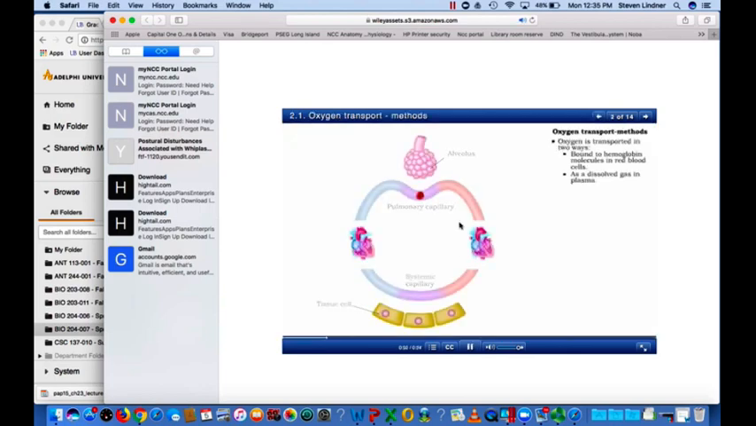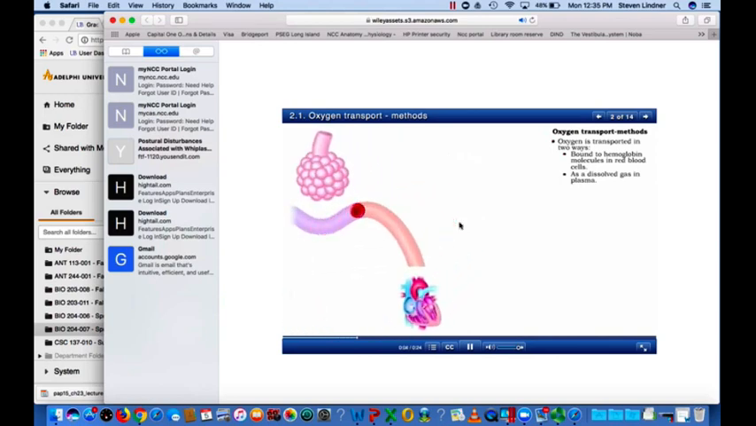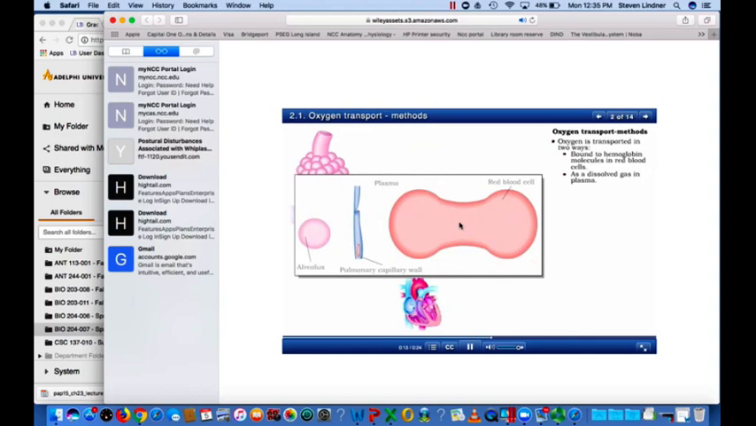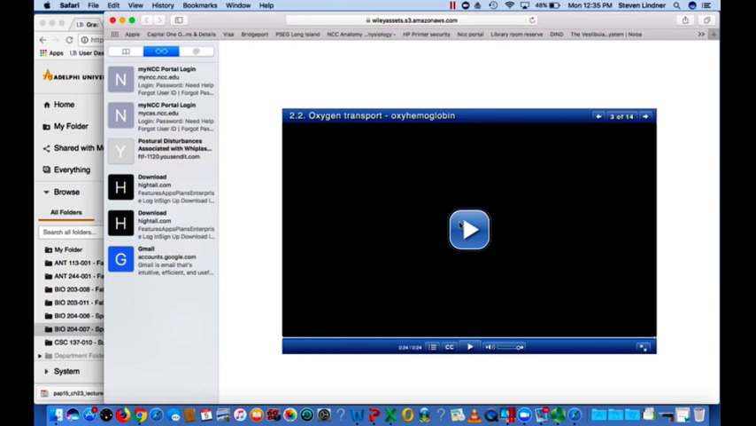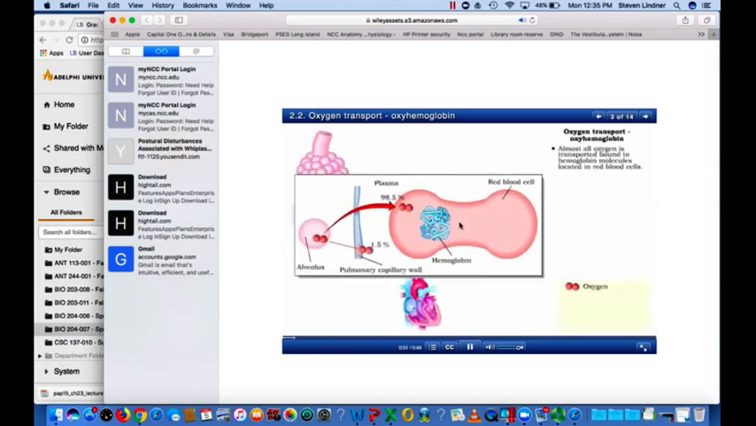Oxygen is picked up in the lungs and transported to the other body tissues in two ways: attached to hemoglobin molecules in red blood cells and as a dissolved gas. Oxygen is not very soluble in water. Because of this, only a very small percent of the oxygen is transported as a dissolved gas. Almost all oxygen is transported bound to hemoglobin molecules located in red blood cells.